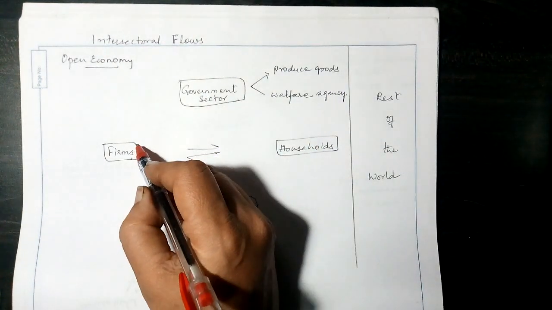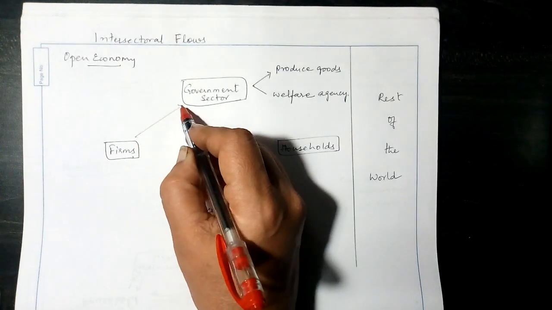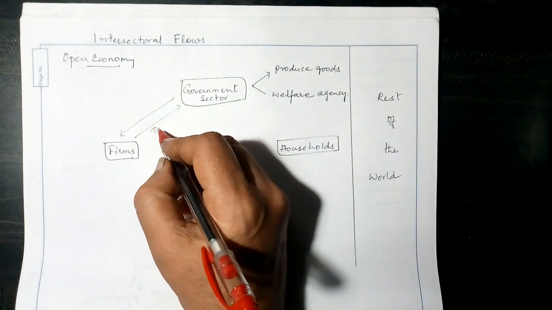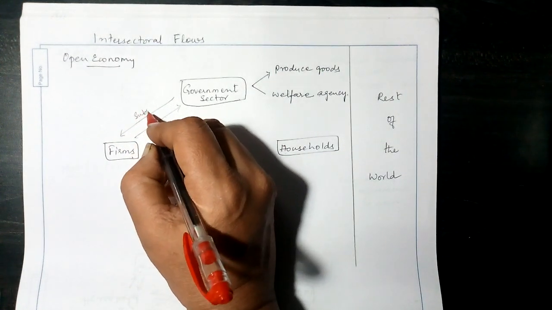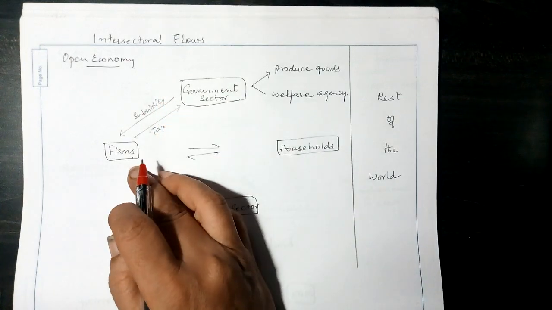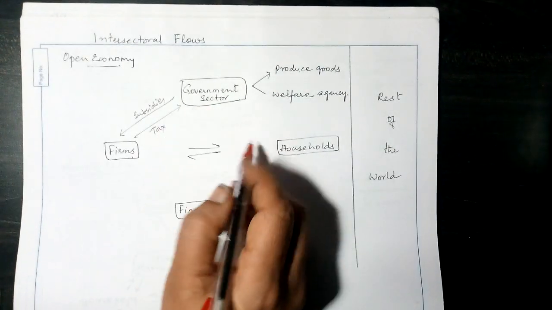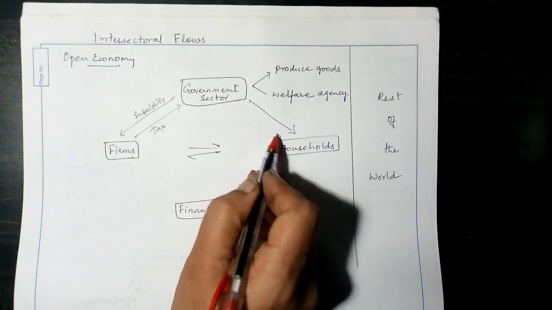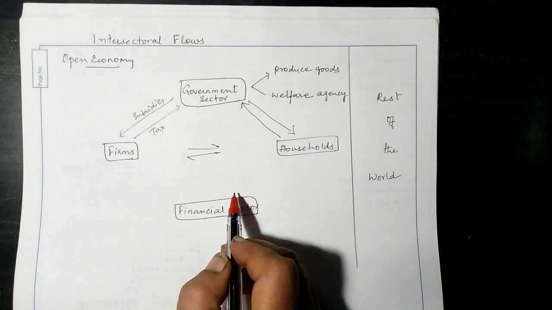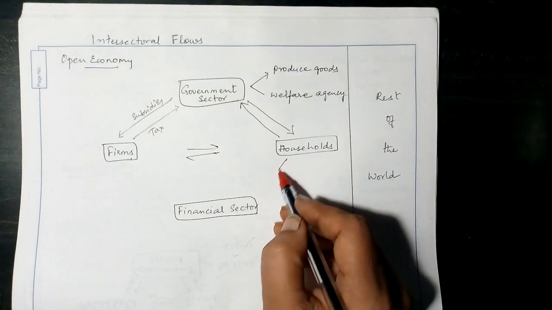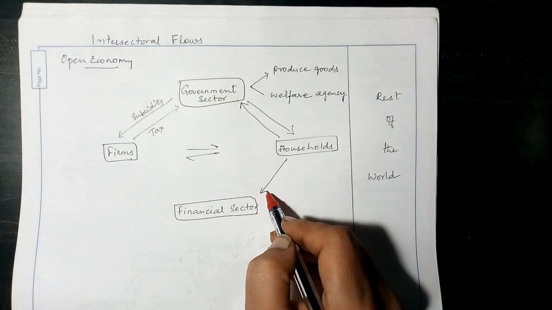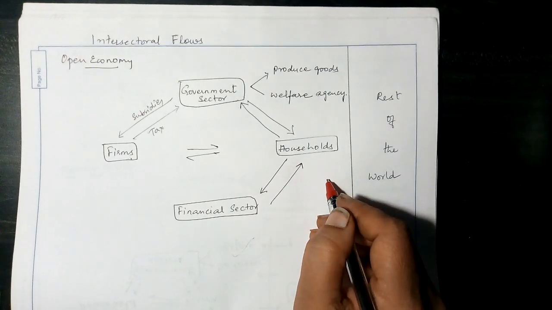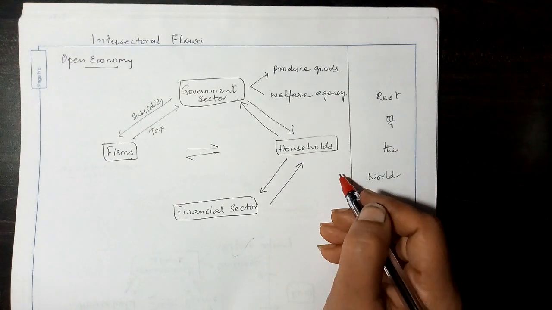Now the firms depend on the government, that is, the government provides them with subsidies and the firms pay taxes. The government provides them subsidies and the firms in turn pay corporate tax. Likewise, the government provides welfare to the households and the households pay income tax to the government. Then the households save their money in the financial sector and in turn they get interest on their deposits. So that is a saving.